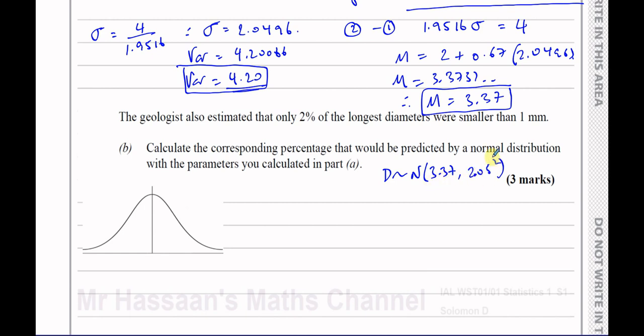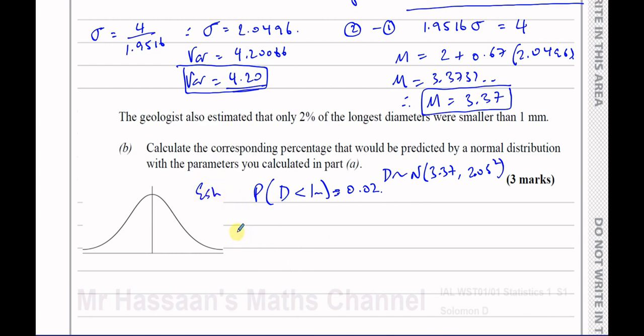Okay, so that's the mean and that's the variance. Now calculate the corresponding percentage that would be predicted by a normal distribution. So we've got to see what's going to happen when we use the normal distribution curve. It says 2% of the longest diameters were smaller than 1 millimeter. So that means the probability that the diameter was less than 1 millimeter is equal to 0.02. That's what the geologist estimated.